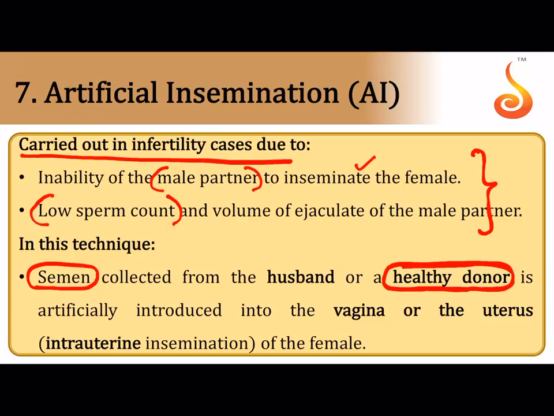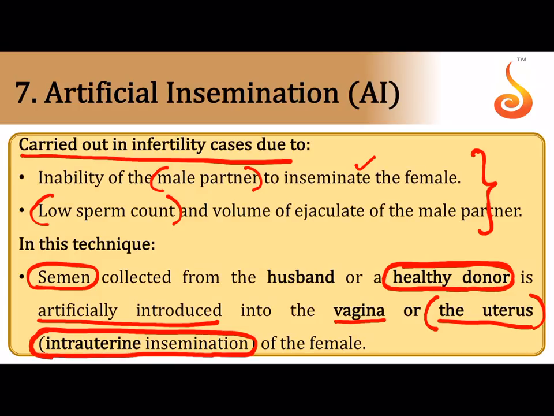So the semen collected from the husband or from a healthy donor is artificially injected where? Either into the vagina of the woman or directly all the way up into the uterus. If the semen is deposited in the uterus, we call this technique intrauterine insemination. Artificial insemination is abbreviated as AI. Intrauterine insemination is abbreviated as IUI. Lot of 1 mark questions you have here.